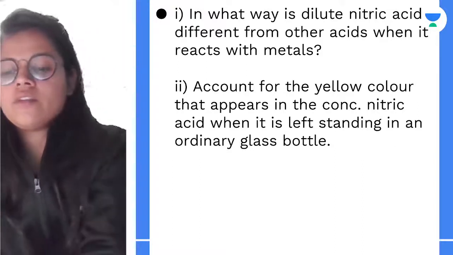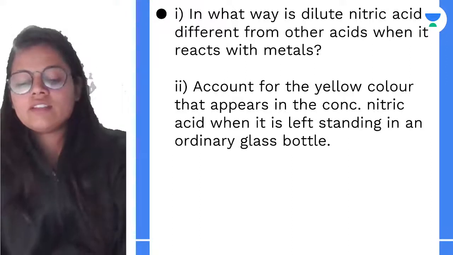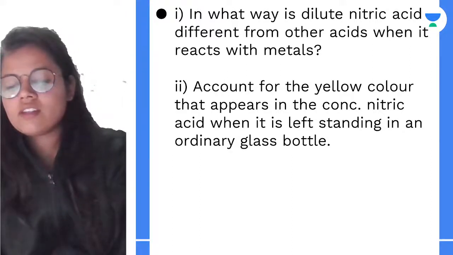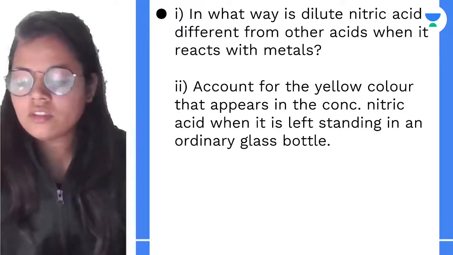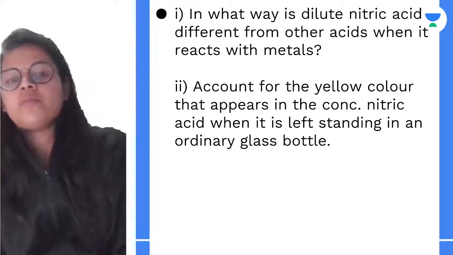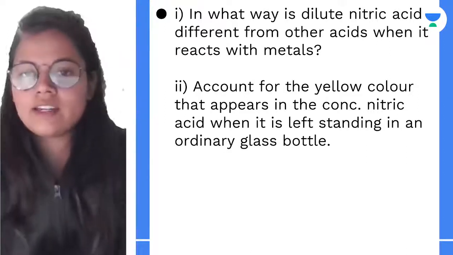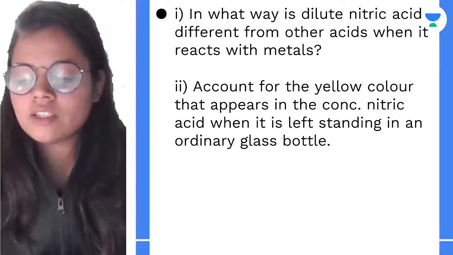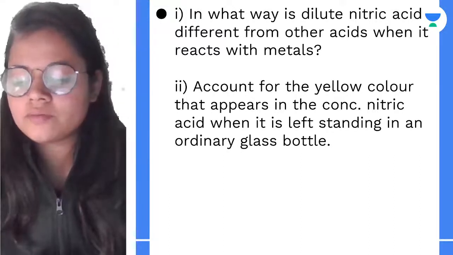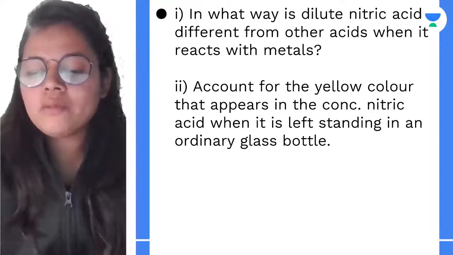Next, in what way is dilute nitric acid different from other acids when it reacts with metals? Can anybody tell me the reason? How is it different? Please tell me, in what way dilute nitric acid is different from other acids when it reacts with metals? You have 1 minute for this.